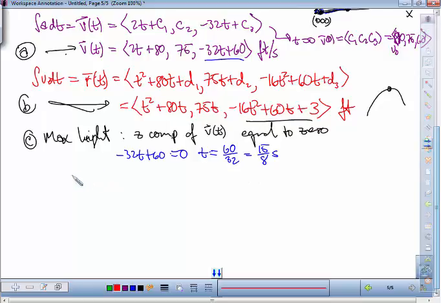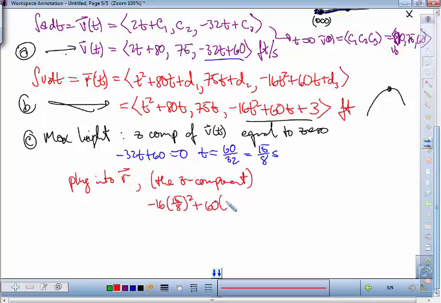So plug back into r, more specifically the z component, because that's going to give us the height. So plug that into the z component. We got negative 16 times 15/8 squared plus 60 times 15/8 plus 3, and then whatever this is should be our answer.